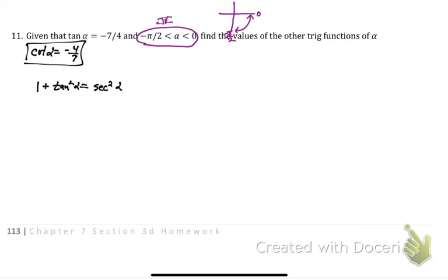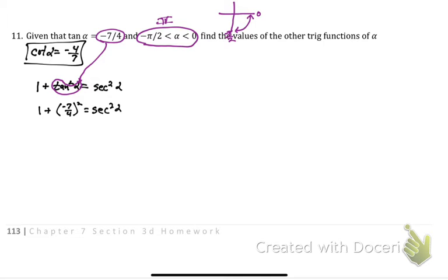And now we just take this negative 7 over 4. Do not just replace alpha with this. Replace all of this, but the squared is going to remain there. So that means I'm going to have 1 plus negative 7 over 4 squared equals secant squared.